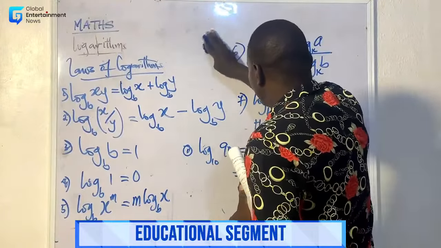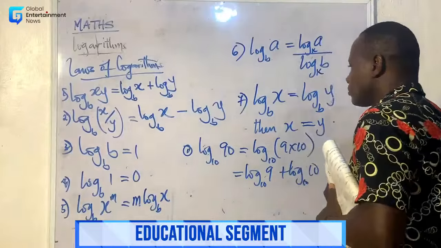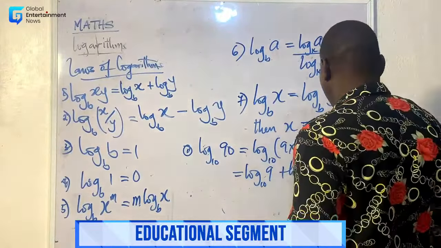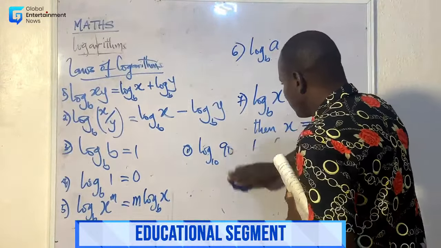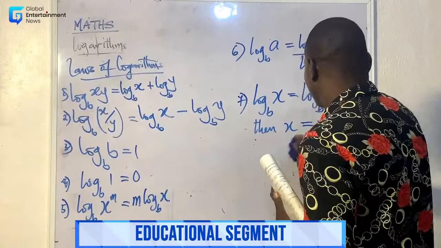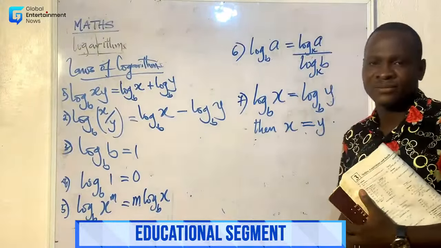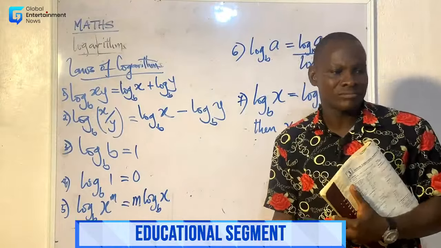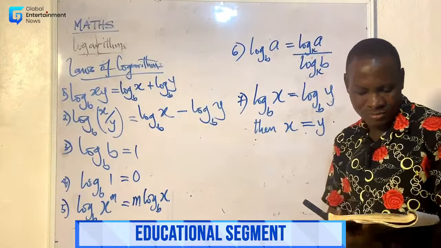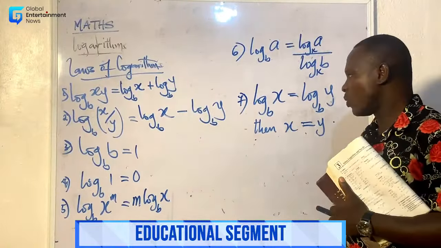Now look at this very well. Do you have any question? Look at the laws you are given. I want you to look at them. We have 7 laws. Do you have any question with this? Look at this, if you have any question.